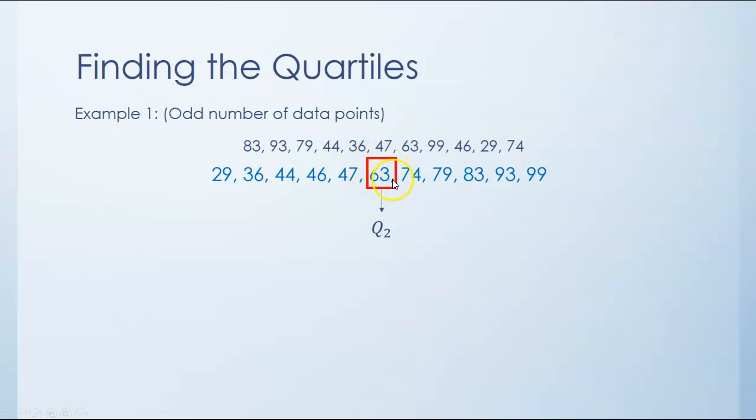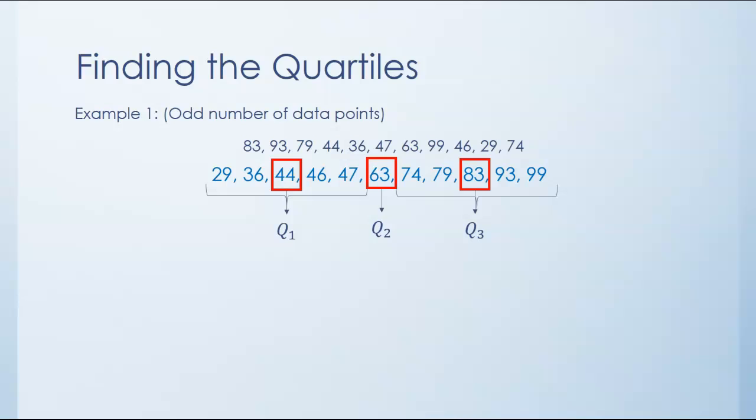Now, because it's an odd number and we're using the 63, when we find our Q1 and our Q3, we actually will not use the number 63. We'll use 29 through 47, which is also an odd number of values. So our Q1 would be the middle value here, 44. And then on the other side, we would go from 74 to 99. Again, that's an odd number of values. So 83 is going to be our center of those 5 numbers. So that would be our Q3.